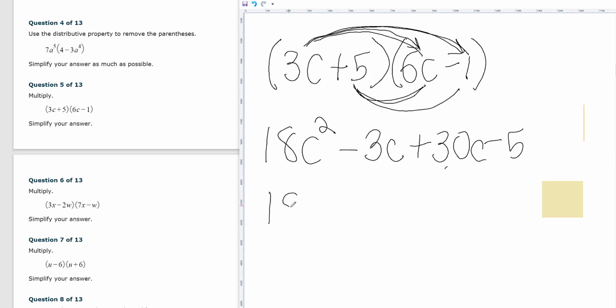The 3c got distributed times both, the plus 5 got distributed times both. Now I'm going to combine my like terms to get a final answer of 18c squared plus 27c subtract 5. That's my final answer.